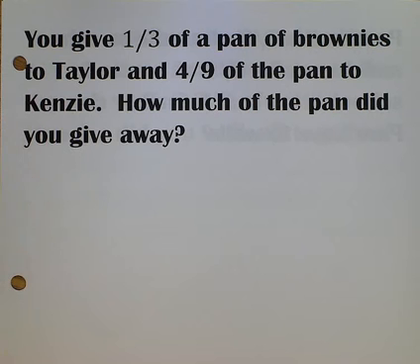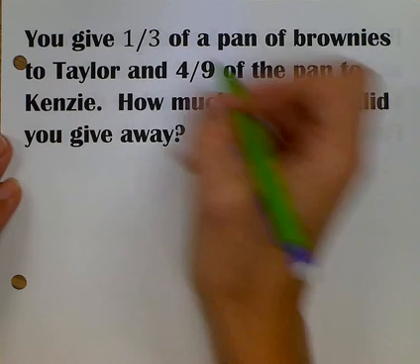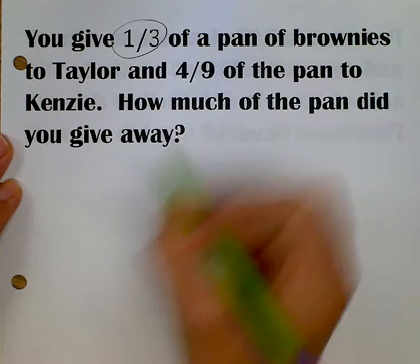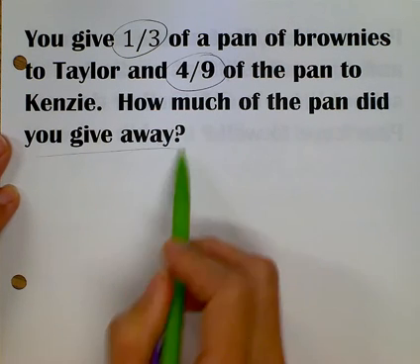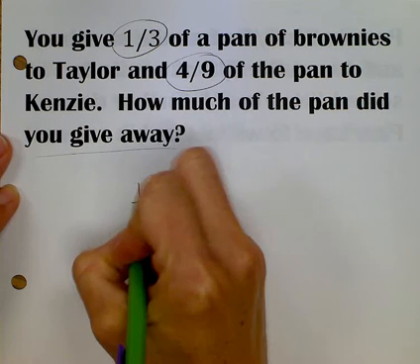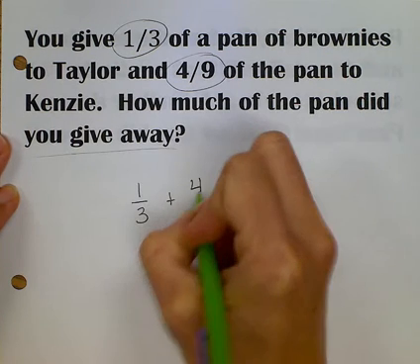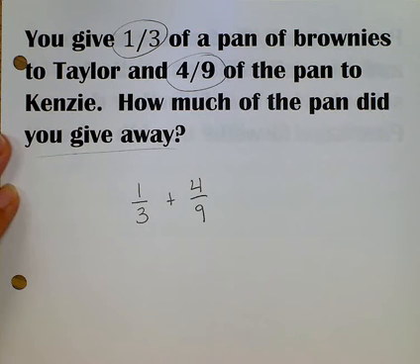Alright, in this lesson we're going to take a look at some story problems. So the first thing, it says you give 1/3 of a pan of brownies to Taylor and 4/9 of the pan to Kenzie. How much of the pan did you give away? So you gave 1/3 away and 4/9 away. And it wants to know how much we gave away. So we need to add those two together to find out how much total was given away. So there's the problem we're going to do.